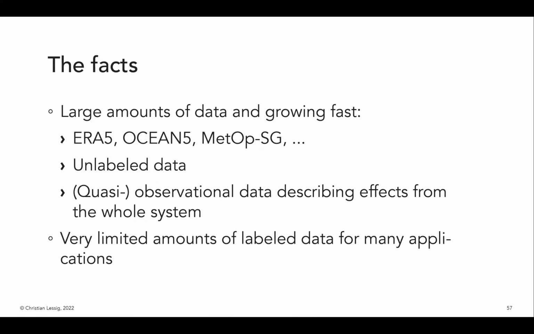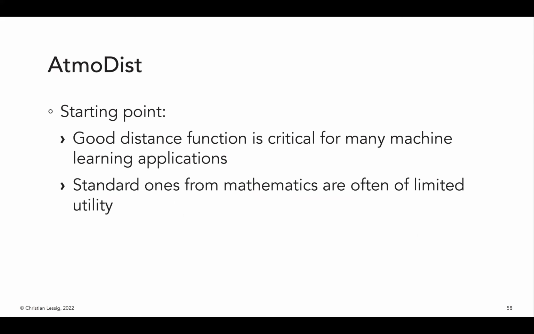So we can come up with these pretext tasks or self-supervised learning tasks, and I will give two examples of what one can do. Then we can train neural networks to, for example, understand atmospheric dynamics or ocean dynamics. And then we can do fine-tuning using the small amounts of labeled data that are available. One project we did in this direction is AtmoDist.